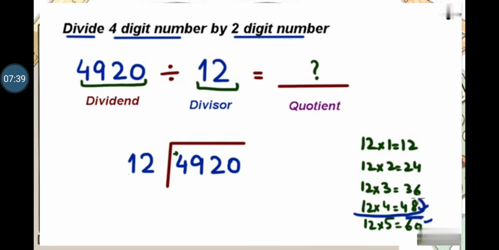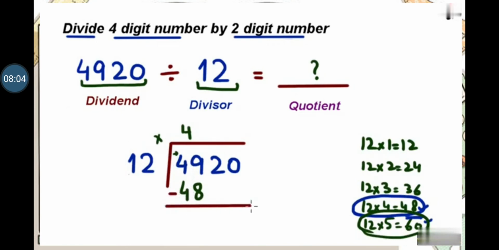Here we are doing the second step, where we multiply. We are multiplying 12 by 4. 4 will be in the quotient and 48 will be under 49. We cannot write 60 because 60 is greater than 49. Now according to the third step, we subtract. So 9 minus 8 is equal to 1. Now you can see that 1 is smaller than 12. So what will be our next step?